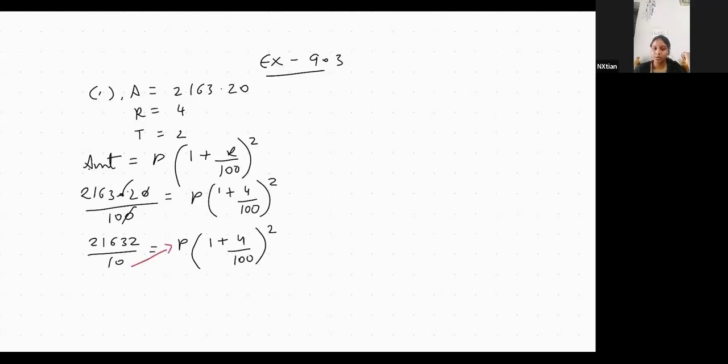Okay. So it becomes, here I can write it like this, 21632 divided by 10p, equals 1 plus 4 by 100 raised to the power 2. Now I have 21632 by 10p. Now we'll solve my right hand side.